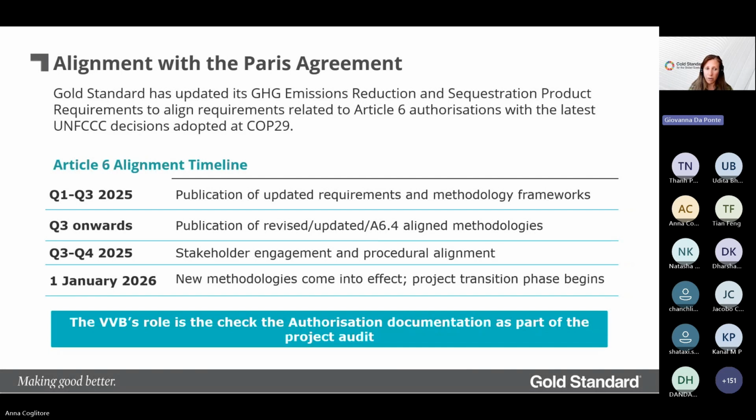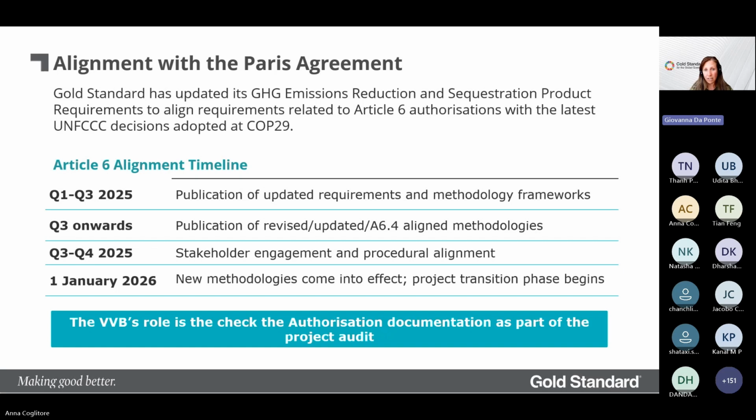So Q1, Q3 for 2025, we'll have the publication of updated requirements and methodology frameworks. Q3 onwards, we will have the publication of these revised, updated, and aligned to Article 6.4 methodologies. Q3 and Q4 for this year, we'll have also the stakeholder engagement and procedural alignment. And last but not least, as mentioned before, from 1st of January 2026 onwards, we will have the new methodologies that will come into effect and also start the project transition phase.